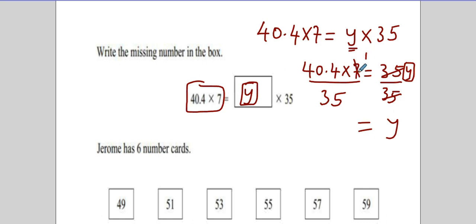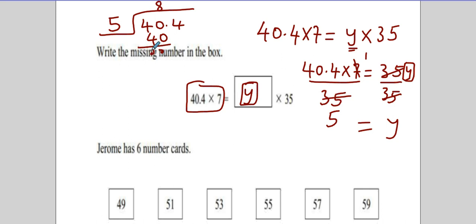By 7, this is 1. By 7, this is 5. Okay? So you do 40.4 divided by 5. So here comes 8. 8 times 5 is 40. Subtract that, the remainder is 0. Put this decimal point over here. Drop a 4 here. Then 4 divided by 5 is not possible.